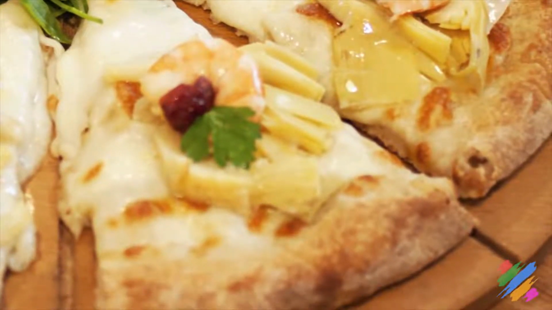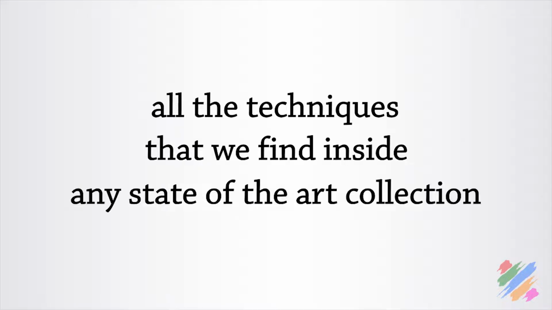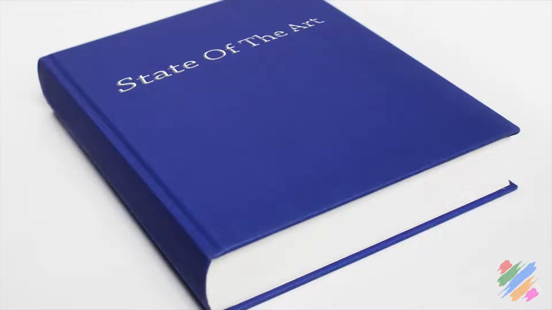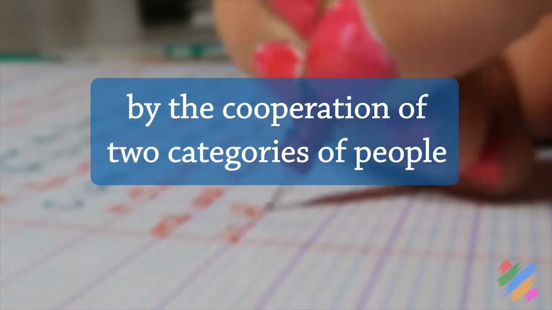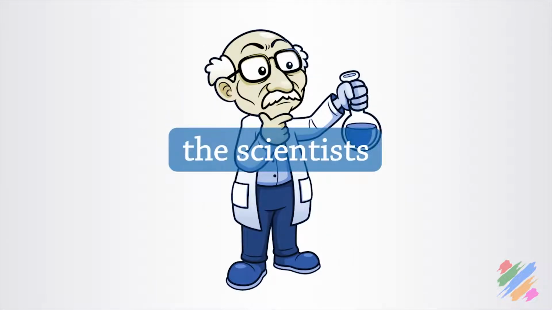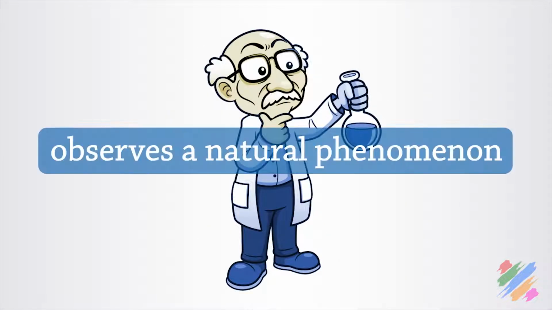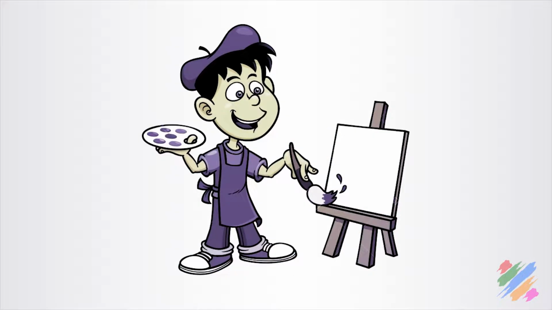All the techniques that we find inside any state-of-the-art collection, the hypothetical book, have been written by the cooperation of two categories of people, the artists themselves and the scientists. A scientist observes a natural phenomenon, studies how it works, and finds out all the information that an artist needs to develop a new technique to create new benefits or to improve existing ones.